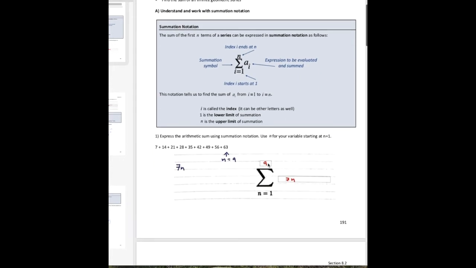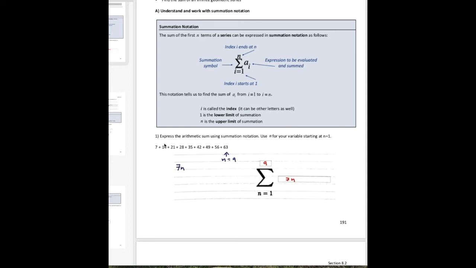So first off, they're going to just try to get you to fill in the summation notation. So express the arithmetic sum using this notation. Use n for your variable starting at n equals 1. Okay. So they're telling us in this case, so here I have it as i for the index, and already they're changing it up to an n, and we'll see that all over the place. We're going to sum from the first term, and then like I said earlier, we counted up, there's going to be 9 terms.